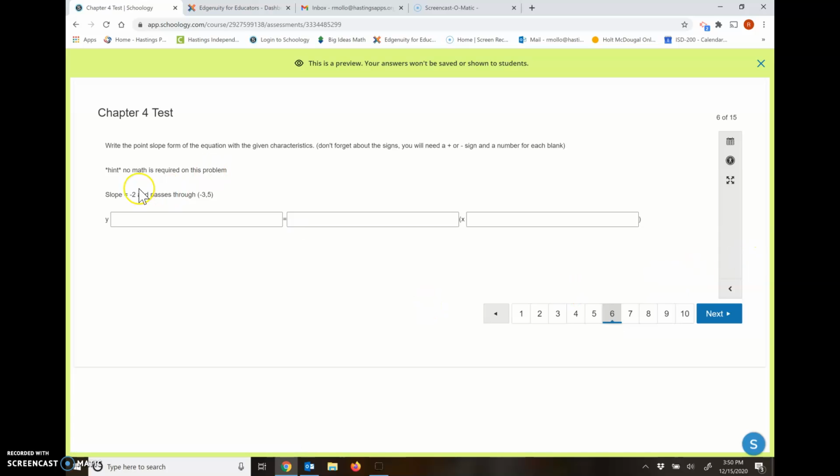Question 6, same thing, kind of like question 1. There is no math on this problem. You are just putting it into point slope form. As long as you remember where the slope and the x and the y go, you should be good.